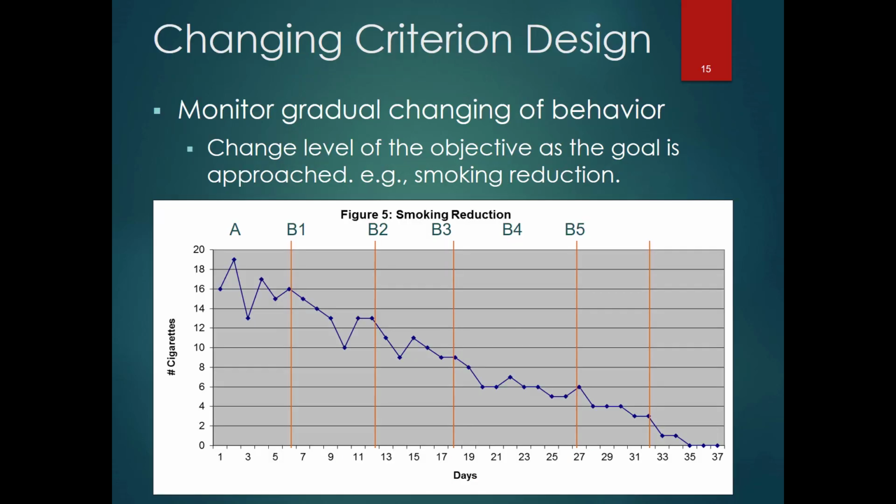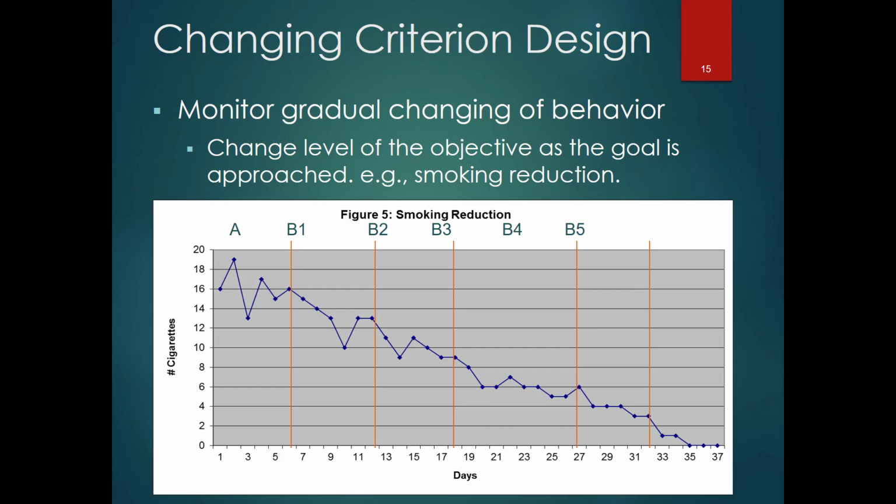A changing criterion design, also referred to as changing intensity design, is useful when the goal is to gradually reduce or increase a specific behavior. This approach is often used in monitoring interventions related to withdrawal from addictions to substances such as cigarettes or alcohol. So subphases of the intervention phase can be numbered sequentially. Each subphase can last for a different period of time depending on when the criterion for that subphase is reached. So if you look at the graph here, we are trying to reduce smoking.